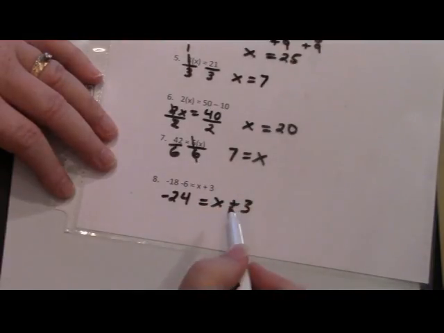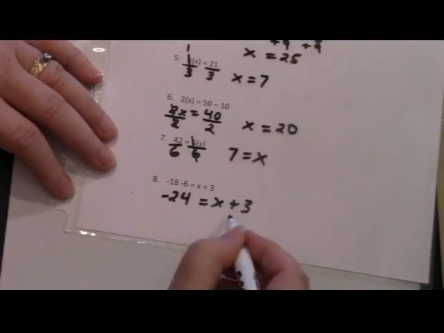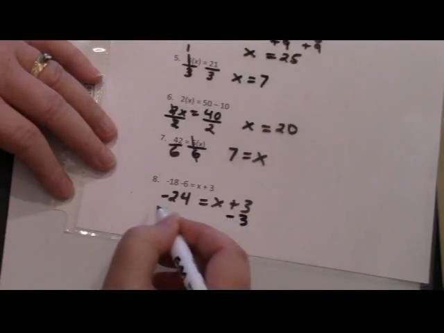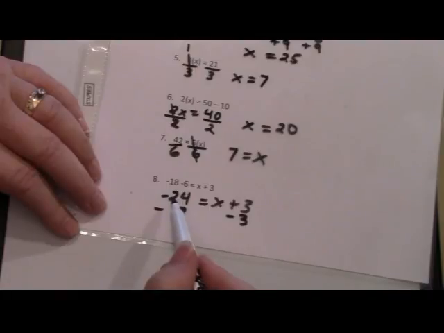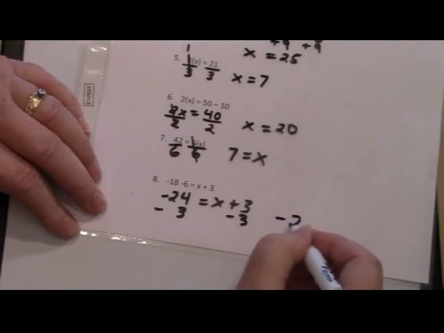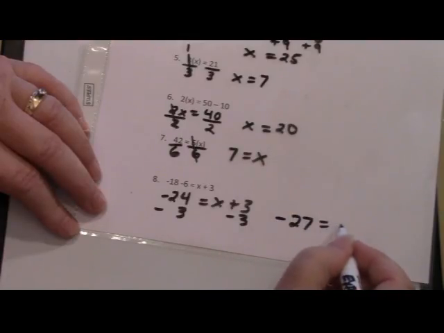My next step: I'm adding a 3 here. I want to isolate x. I want to get that all by itself. So I'm going to do the opposite of adding 3, and I'm going to subtract 3. Now, I'm still in the hole at negative 24, and I'm going 3 more in the hole. So I end up with negative 27 equals x.